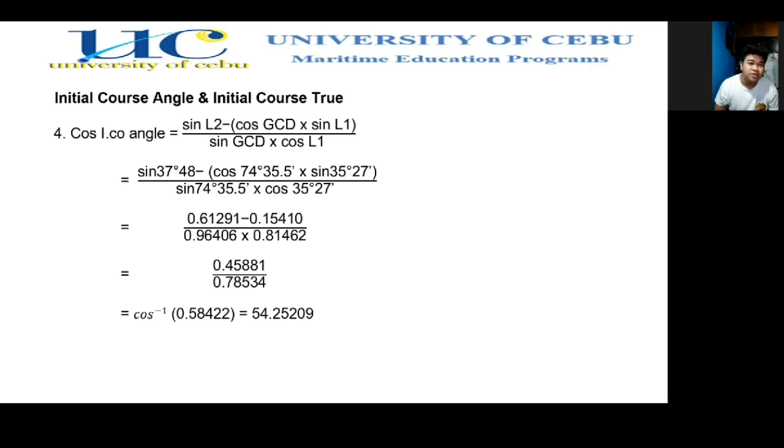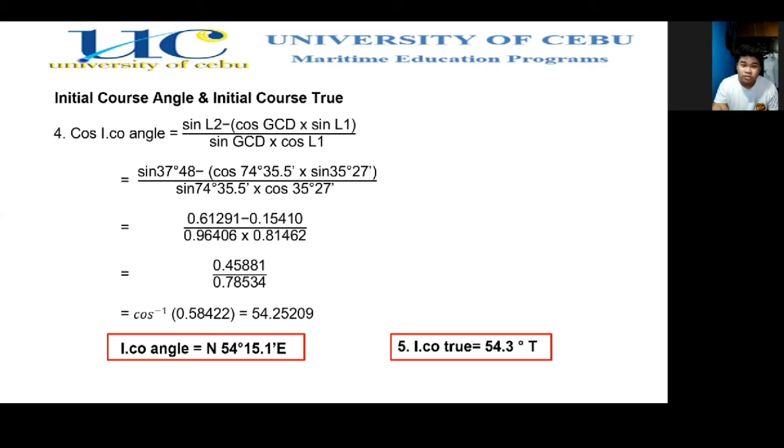So inverse cosine of 0.58422 is equal to 54.25209. In order to get the initial course angle, we shall turn it into degrees. Turning into degrees is done by pressing shift, degree symbol, equals on the calculator. So the answer for that is the initial course angle equals north 54 degrees 15.1 minutes east, and the initial course true is 54.3 degrees true.